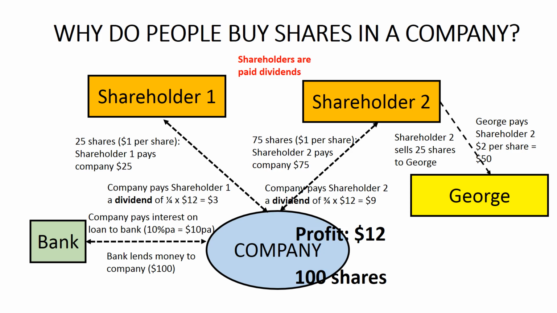Shareholder 2 has made a profit called a capital gain by selling those shares to George because it bought those shares for $1 each from the company, but it sold those shares to George for $2 each. So a second reason why a person will want to buy shares in a company is that at some time in the future they can sell those shares and make a profit.